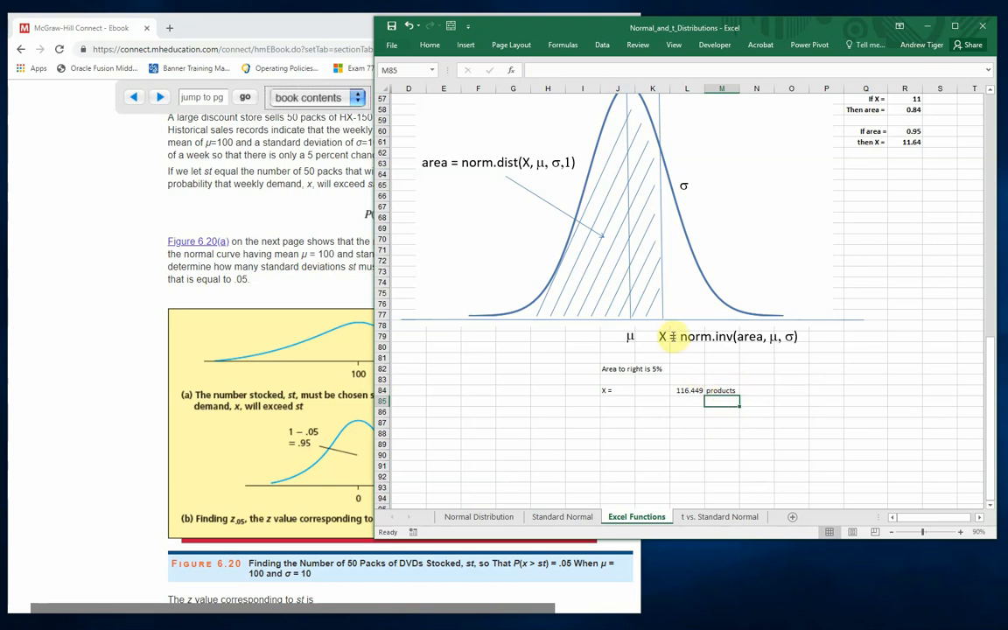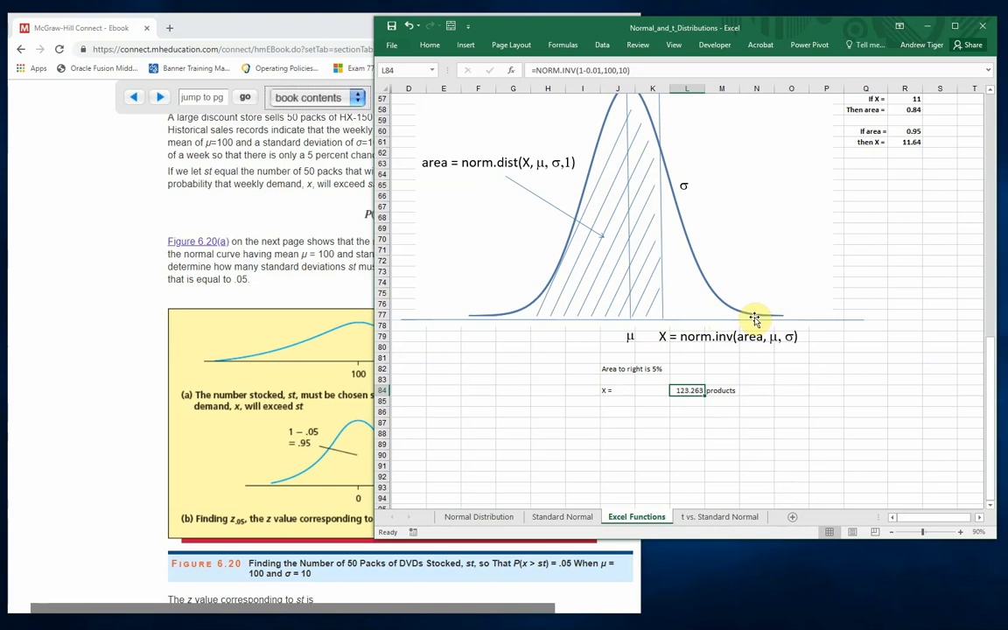If you make that 116, that means that you would only run out 5% of the time. What if we wanted to only run out 1% of the time? Then the area to the left would be 99%, and you would stock more. So you can see from an inventory standpoint, the further you are to the right, the less likely that you're going to run out.